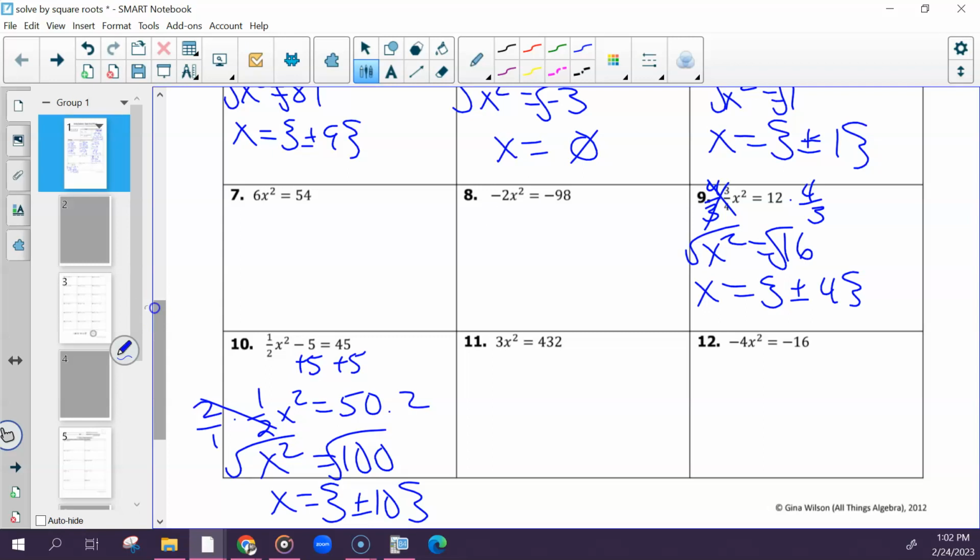8, how would we solve this? Divide negative 2 over 7. What would that give us? 49. So then if we take the square root of both sides, that would be plus or minus. It'll be annoying, but it'll help you remember. Okay. Go on to the next page.